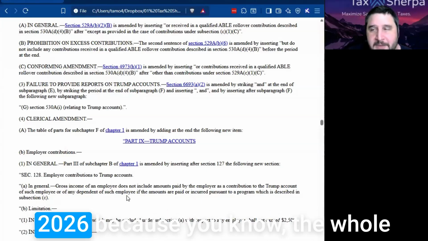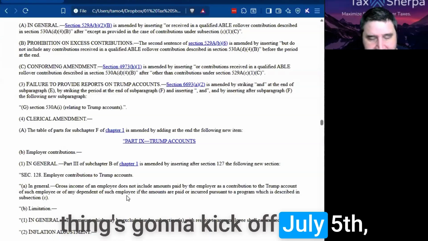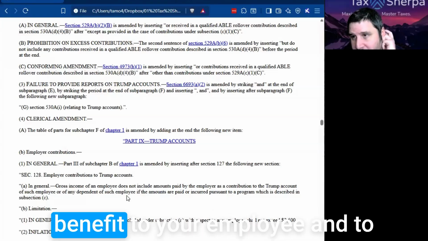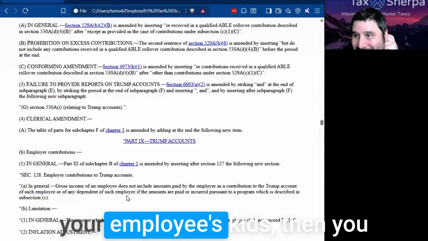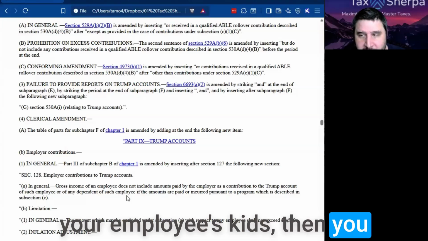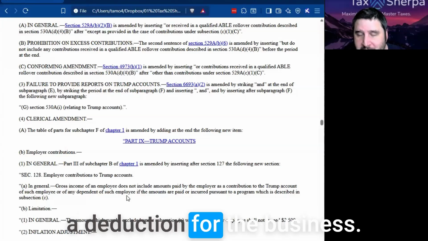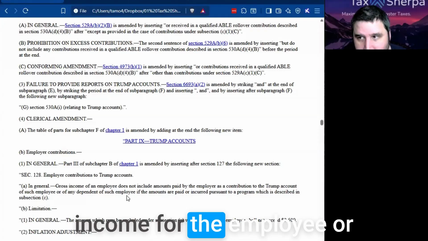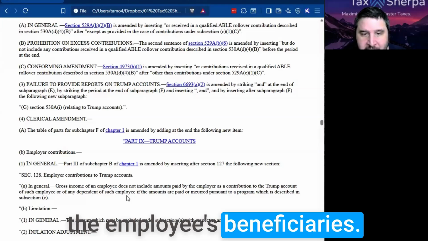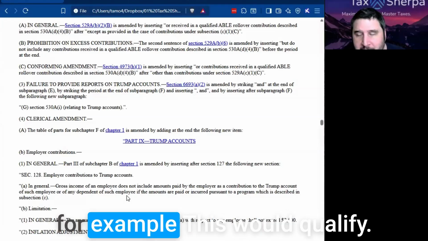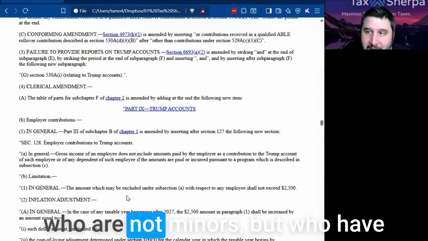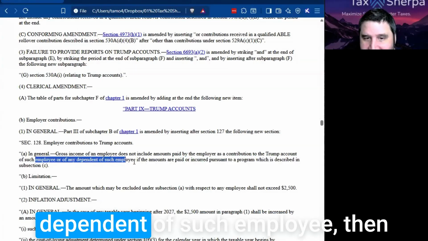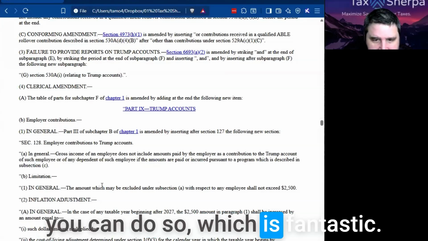Obviously, it's going to kick in 2026 because the whole thing's going to kick off July 5th, 2026. So if you're an employer and you want to offer a tax-free benefit to your employee and to your employee's kids, then you can do that. And it's going to be a deduction for the business, but it's not going to be taxable income for the employee or the employee's beneficiaries. So if you're employing minors, for example, this would qualify. But if you're employing people who are not minors, but who have minor dependents, or any dependent of such employee, then you can do so, which is fantastic.